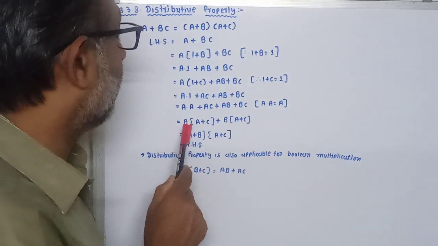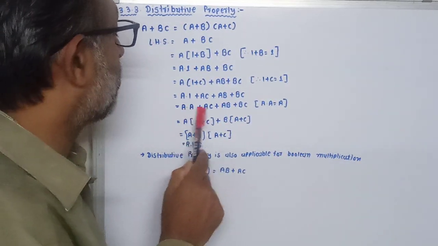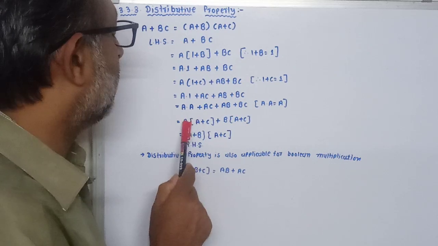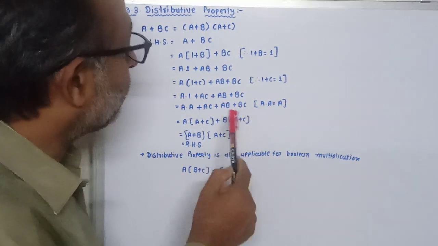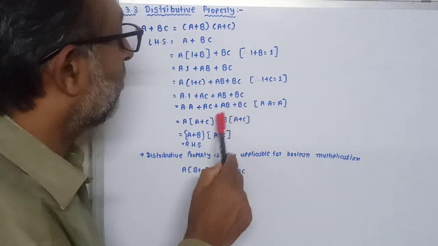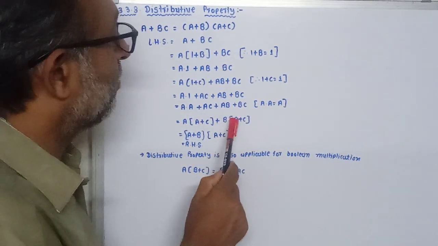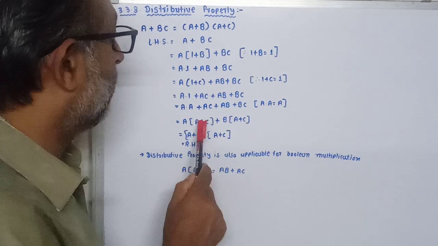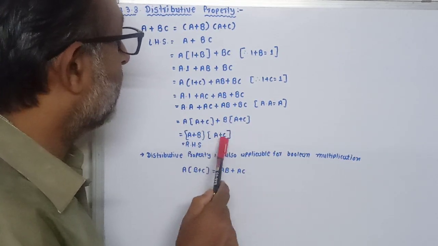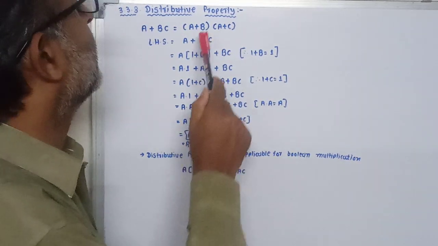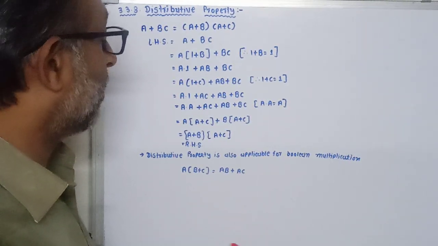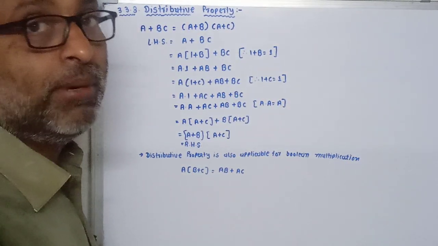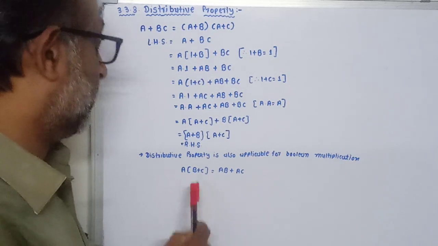Now take a as common from these two terms. So we will get a in the bracket (a plus c). Here we can take b common. B taken as a common. So our term becomes (a plus c). Now we can write (a plus b) into (a plus c). That is our RHS. Now this distributive property is also applicable for Boolean multiplication.